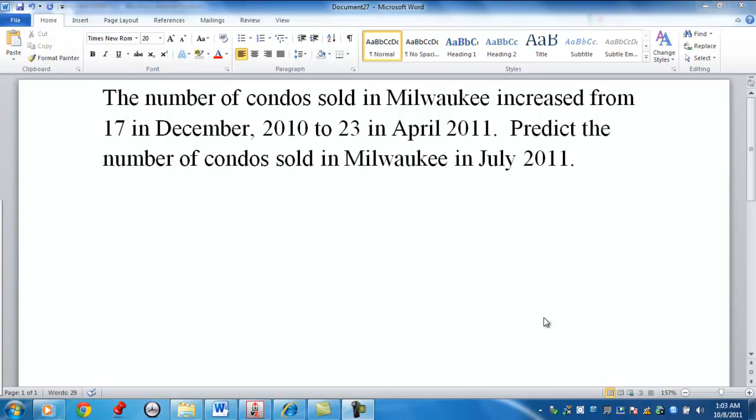This particular exercise is going to make a prediction using linear equations. The problem reads: the number of condos sold in Milwaukee increased from 17 in December 2010 to 23 in April of 2011. Predict the number of condos sold in Milwaukee in July 2011.